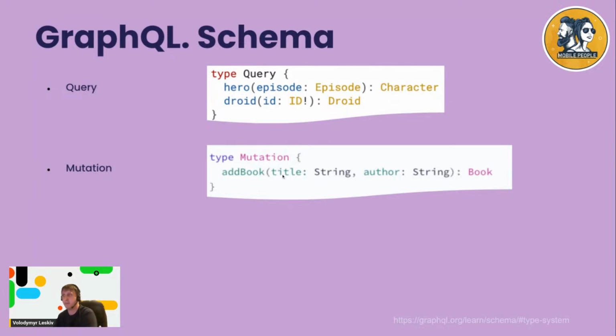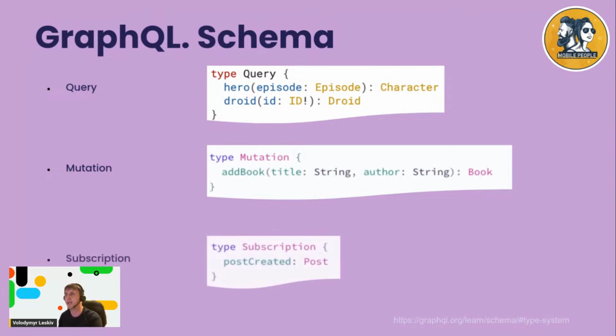We have the possibility to pass an object in the input parameters, but this object should not be declared like a custom type. It should be declared like an input type, and I will show you a bit later.